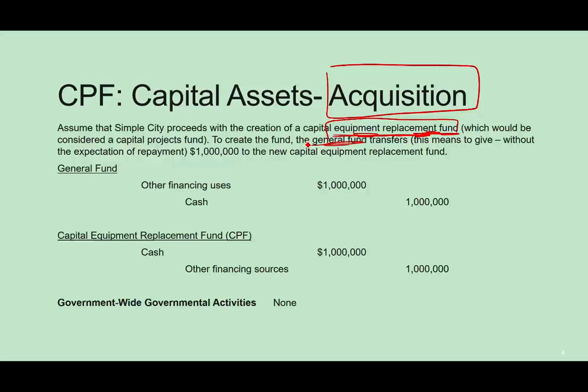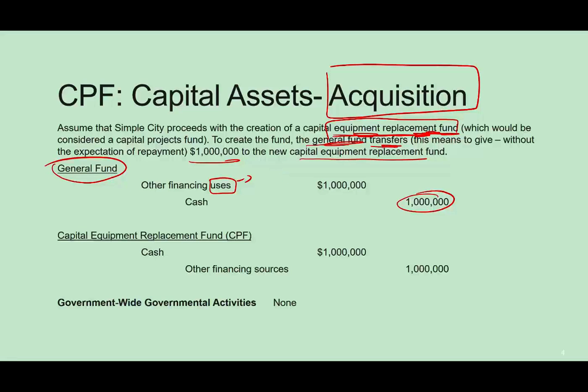So to create the fund, the general fund transfers, this means to give without the expectation of repayment, $1 million to that new capital replacement fund. So on the general fund, we're going to credit cash because we pay out cash, $1 million. Obviously, we credit cash. We debit basically other financing uses. It's not an expenditure, but basically they're using cash.